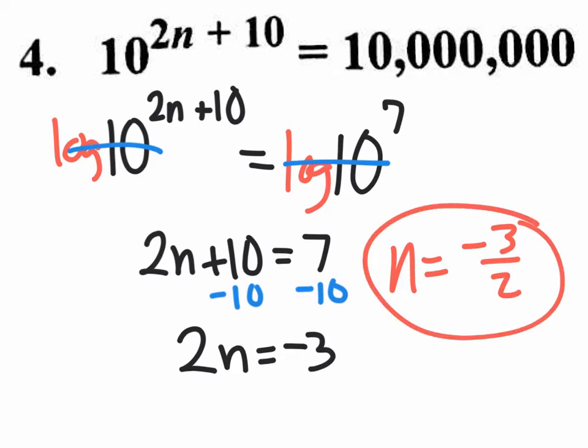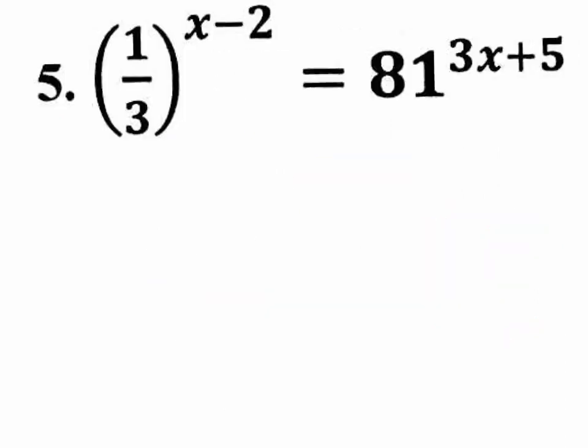Let's jump to the next one, number 5. Again, anytime you have an equation and you could get the same base, that would be great. Now, I noticed that there's a 3 here, and I could change this to base 3. So this would be rewritten as 3 to the negative 1, and this technically could be rewritten as 3 to the 4th power.